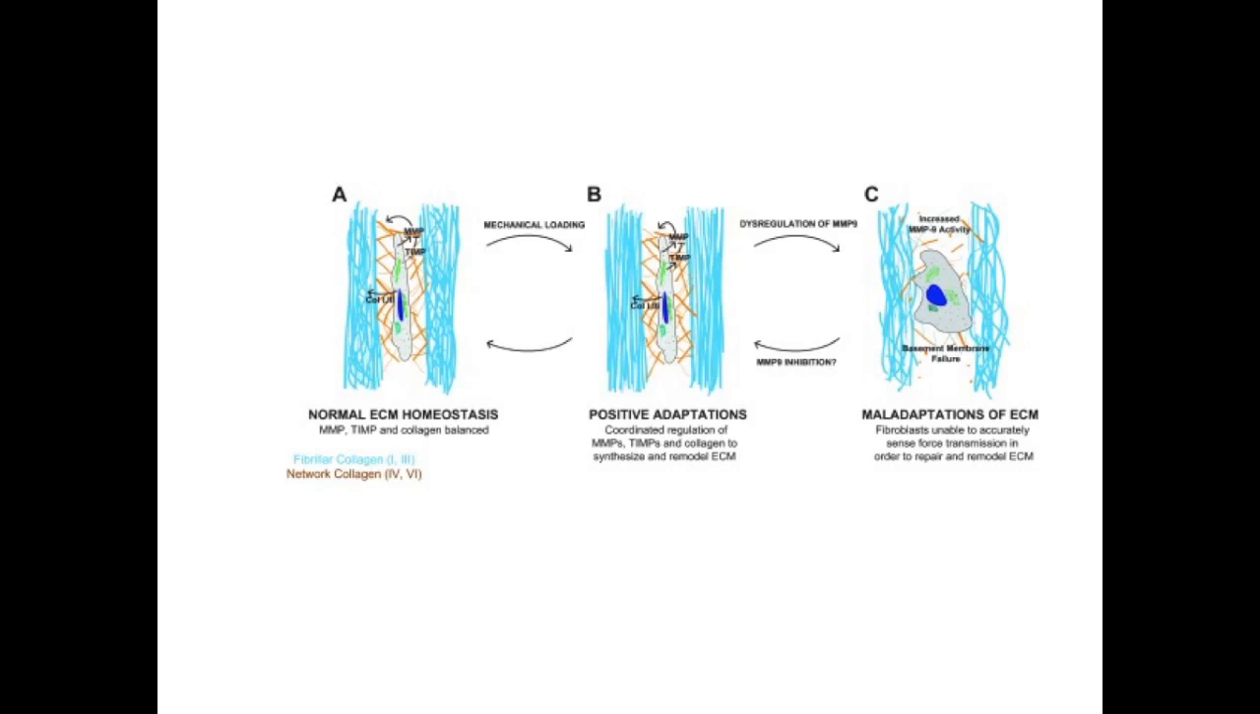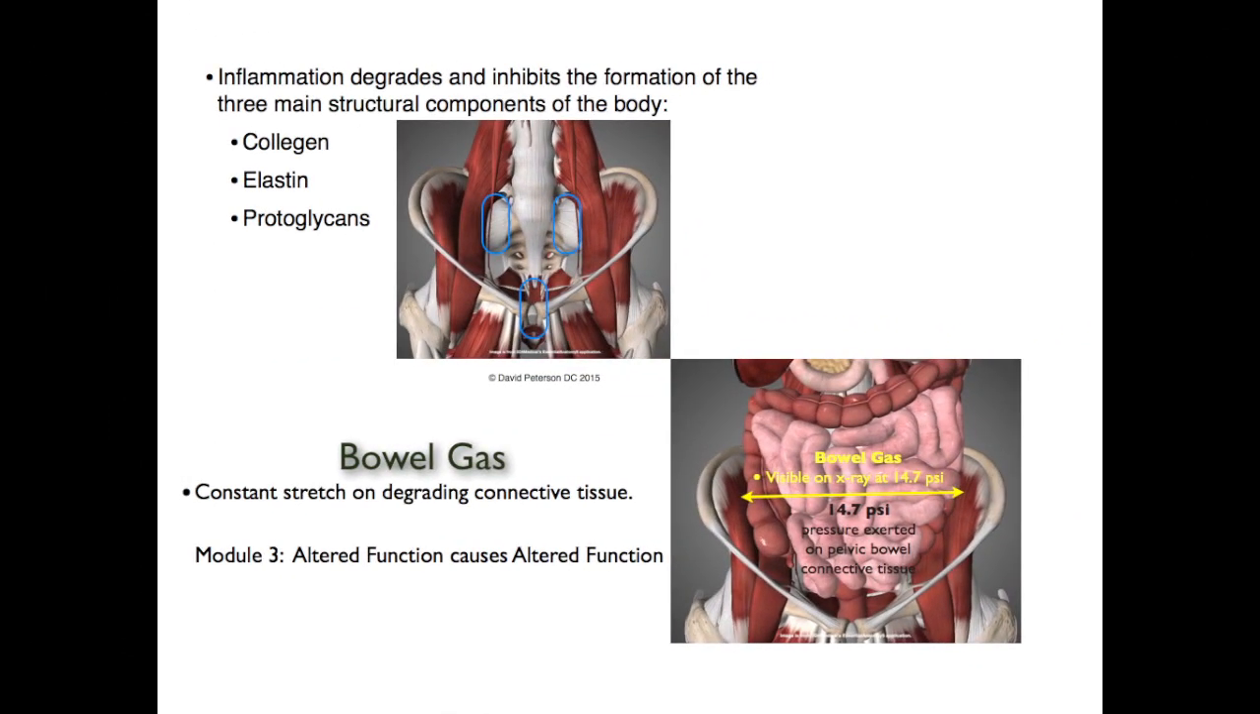MMP-mediated degradation of network collagens impairs the ability of fibroblasts to properly sense force transmission through the extracellular matrix, disrupting their potential to respond to mechanical loading, and leads to failure of fibroblasts to repair sites of injury. Inflammation degrades and inhibits the formation of the three main structural components of the body: collagen, elastin, and proteoglycans. Exogenous stress from activity or endogenous stress enhances the degradation of the connective tissue.